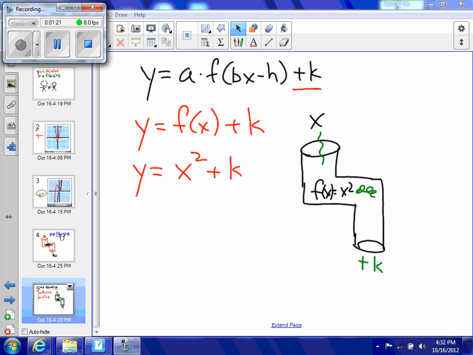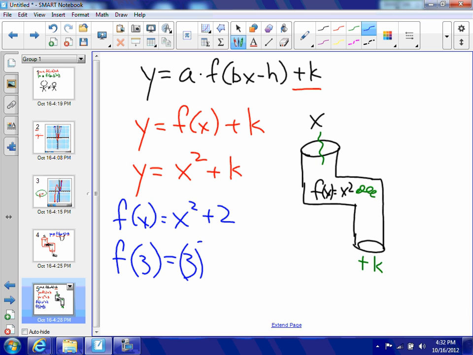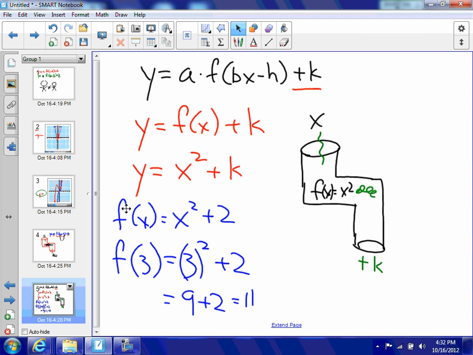Let's say that the actual function is f of x equals x squared plus 2. And so we drop in the variable, x equals 3. So we have 3, and that's what gets squared, and then we're going to add a 2 to the end of it. That's going to give me 9, and then once my 9 pops out of the squaring function, I add 2. So I get 11.